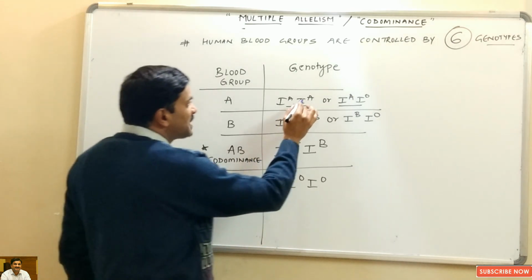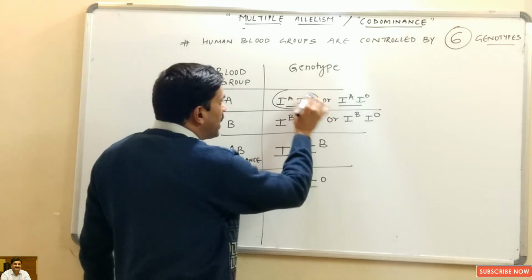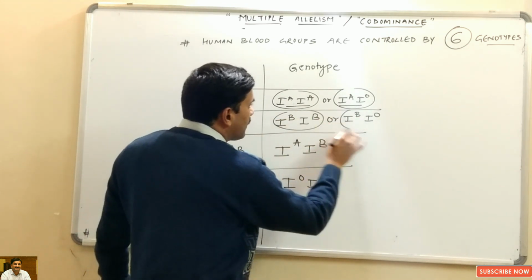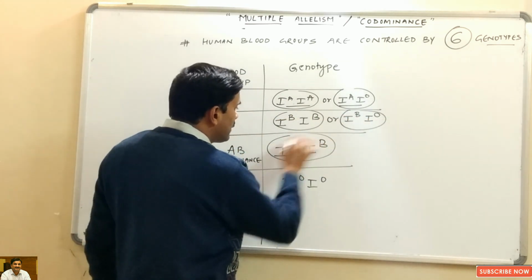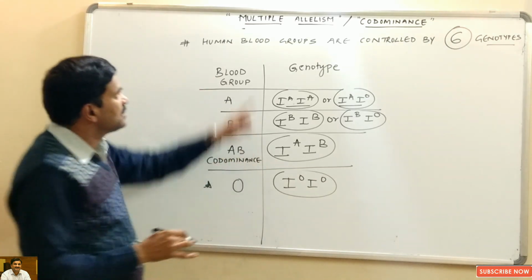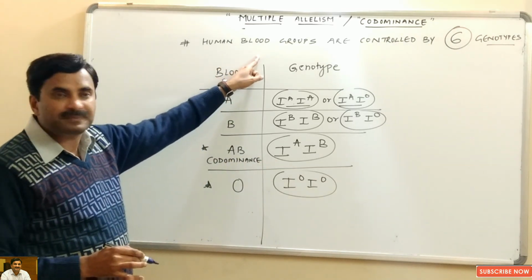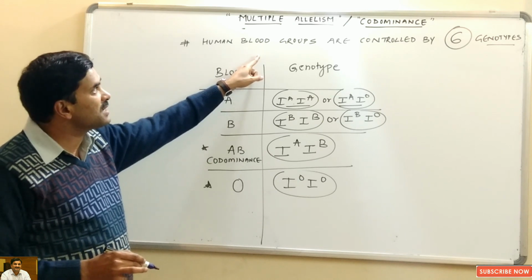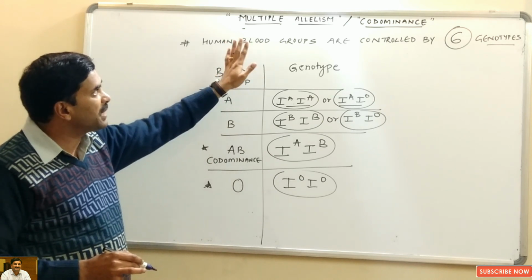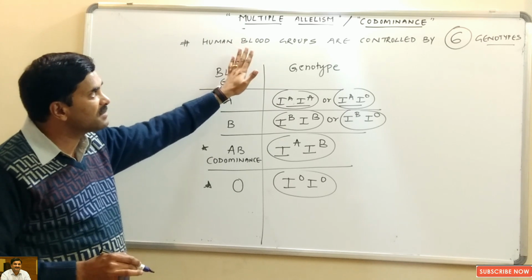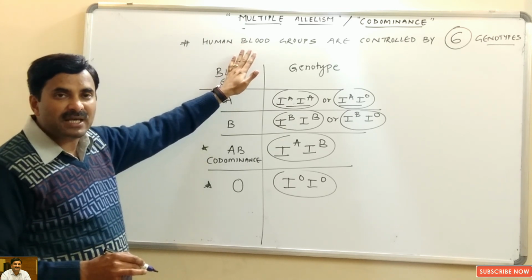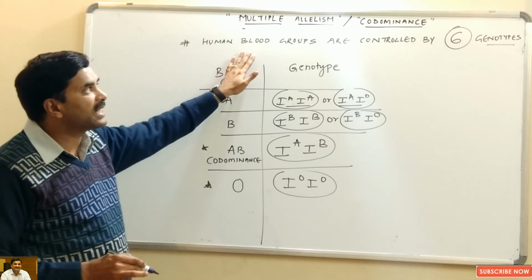So how many genotypes are there? You can count: 1, 2, 3, 4, 5 and 6. So human blood groups are controlled by the 6 genotypes. So dear students, this was the topic based on multiple allelism. Human blood groups are a good example of multiple allelism, as well as the AB blood group represents the example of codominance.